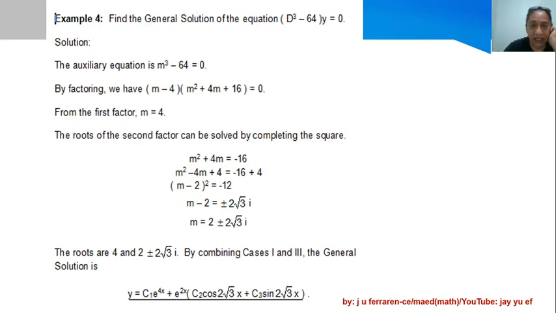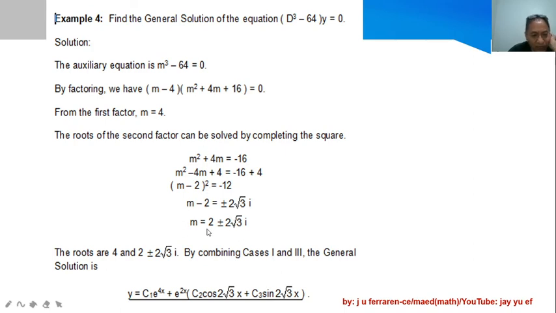Okay, this is D cubed minus 64. And again, this is in third degree. You can apply factoring under a difference of two cubes. Or maybe you can use your calculator because this is in third degree. You will arrive with this as the answer.